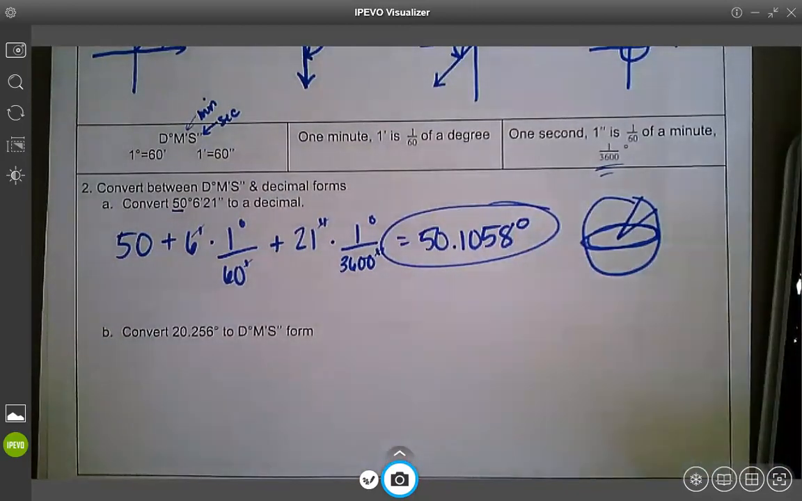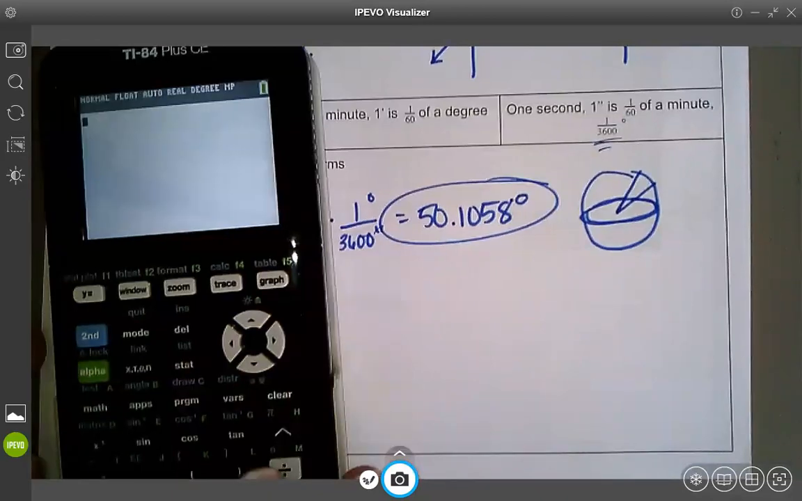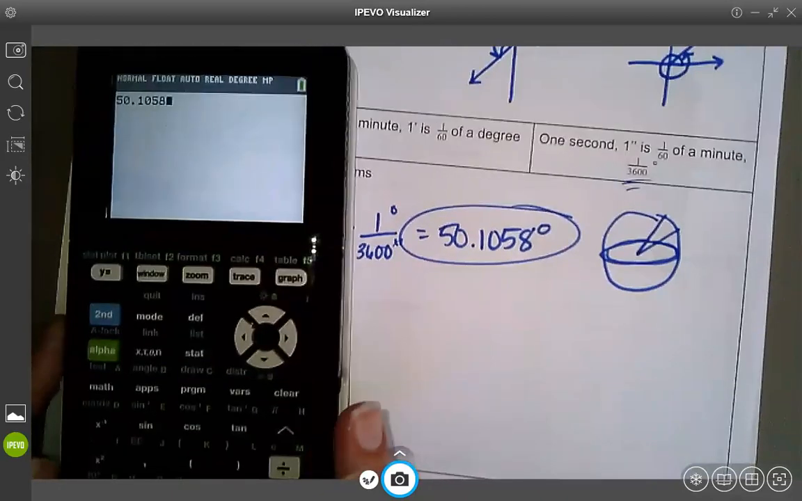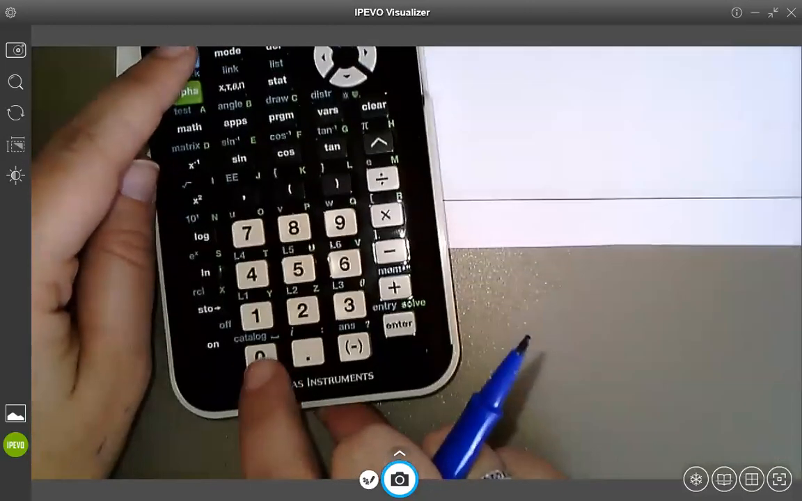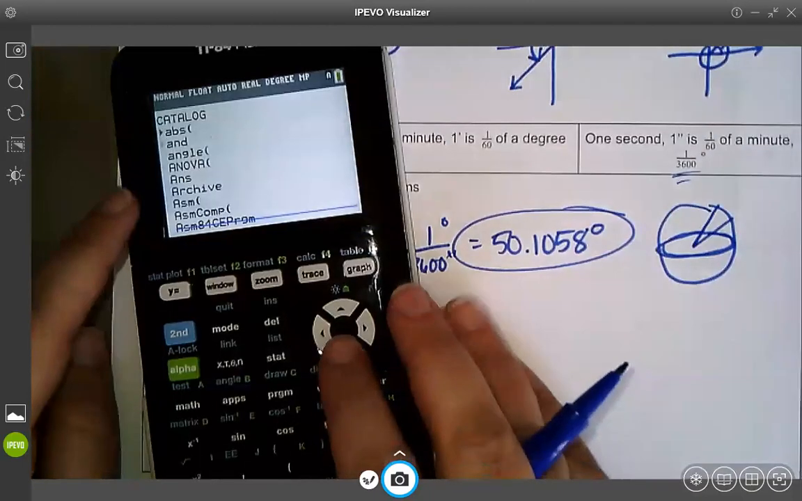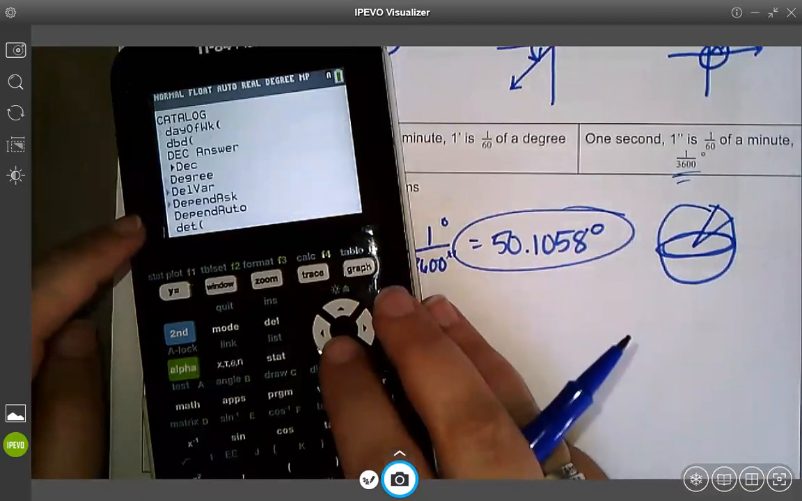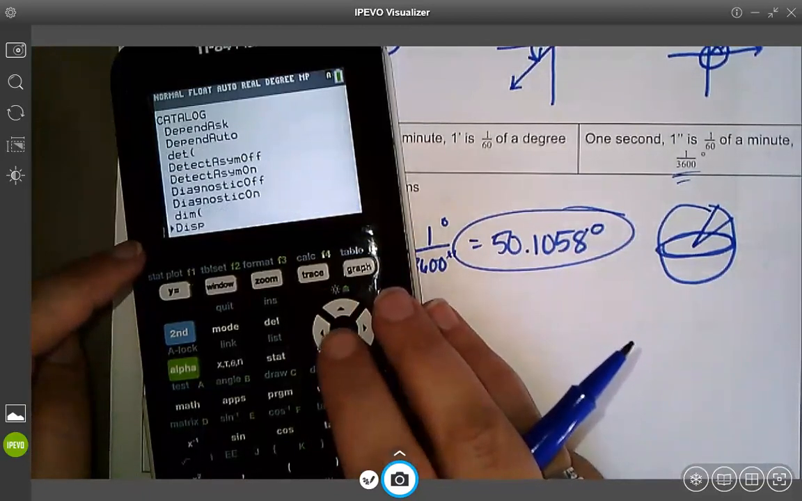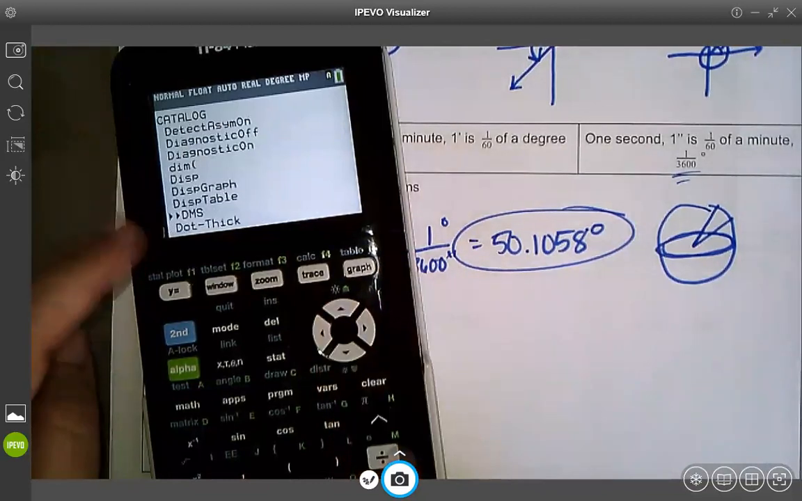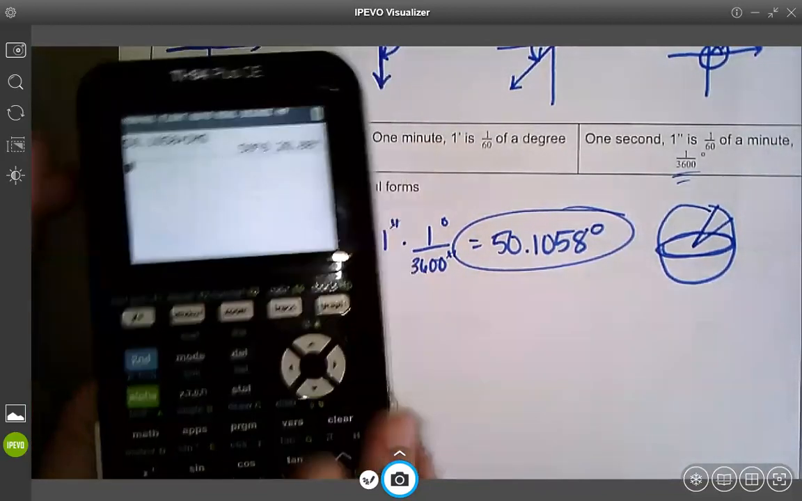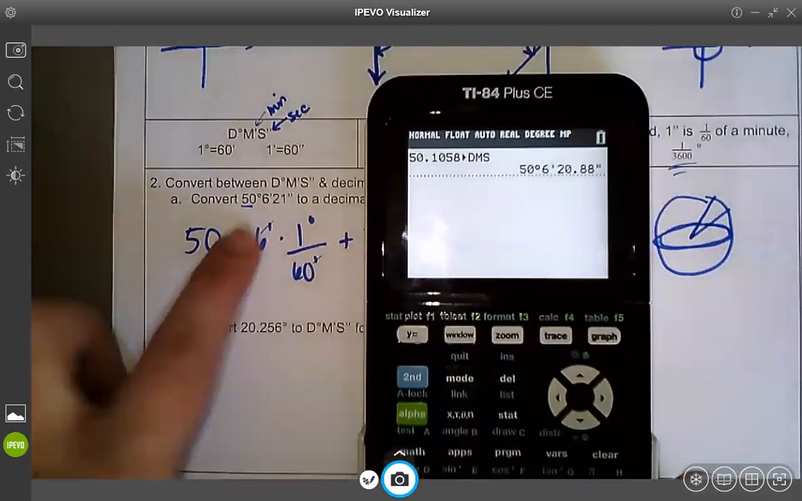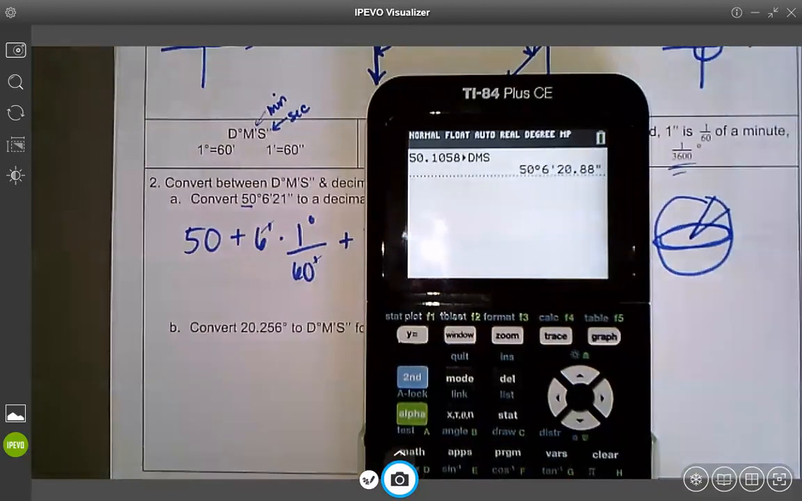These calculators are pretty cool in that it converts from decimal degrees to degrees, minutes, seconds. So if I've got my 50.1058, I can go to my catalog, which is second 0, and then go down to D and have my DMS. There it is, DMS. And it will convert it. So it's got that 20.88 because we had to round this 56.21. Go to catalog, second 0, and then down to the D's. There's like a little arrow and it says DMS.